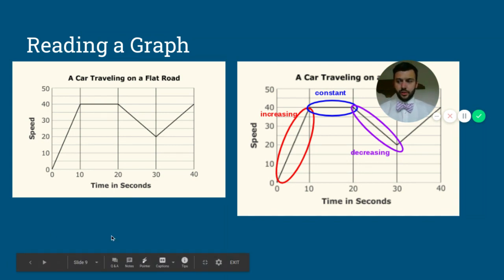Again, this was just a little introduction into looking at graphs. Hopefully, now you can tell when you look at a graph when it's increasing, it hasn't changed, or it is decreasing.